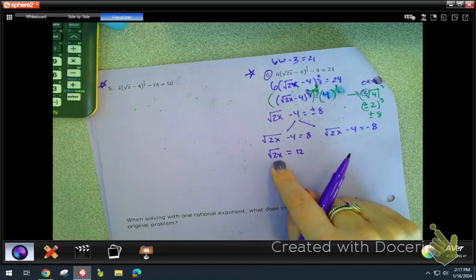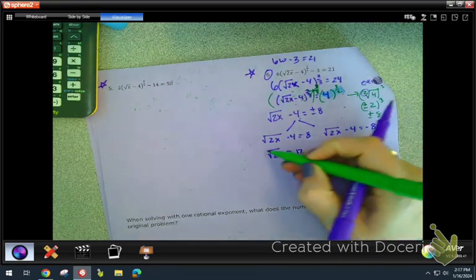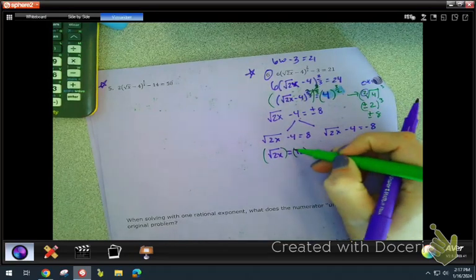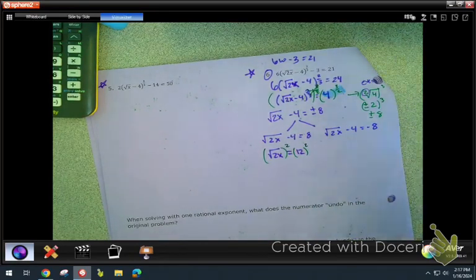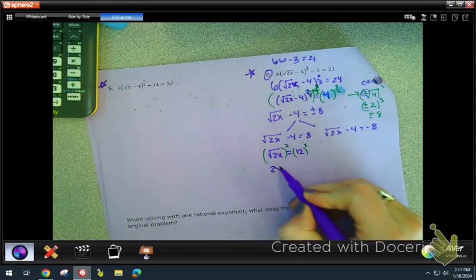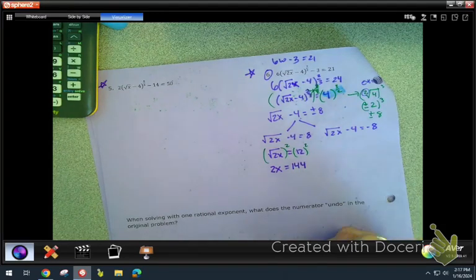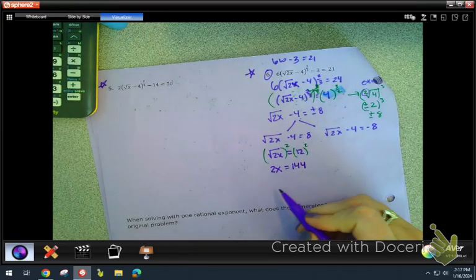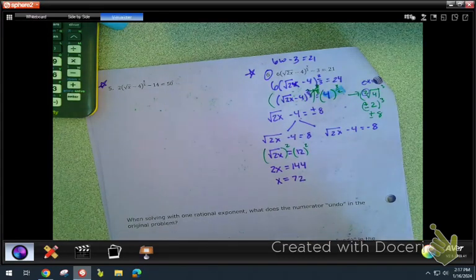I can keep going. All right, how do I get rid of the square root? Square both sides. Really, you're raising to the reciprocal. The reciprocal of 1/2 is 2. So this is going to give me just 2x equals 12 squared is... And then divide by 2, and I get that x is equal to 72. Okay? This would kind of be a headache to check, but it works. 72 does work.